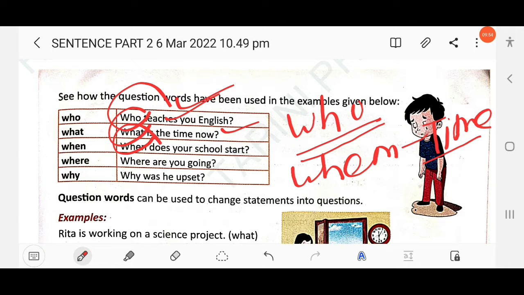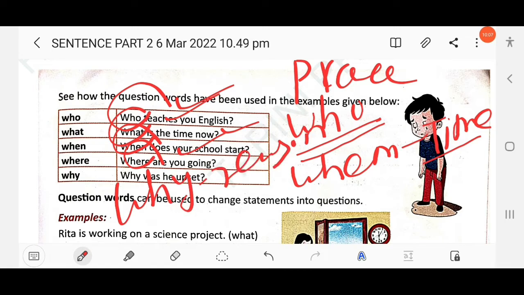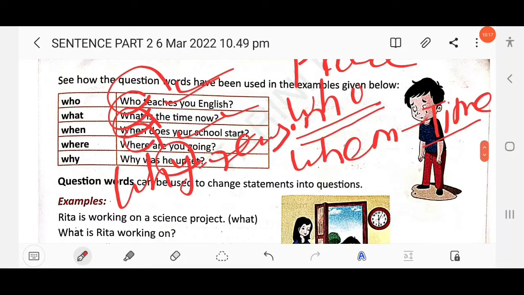Then next, where is used to know the place. So here, where are you going? Then why. Why is used to know the reason. Why were you absent yesterday? I was absent yesterday because I was ill. So, why was he upset? Here you have to remember, you should end the sentence with a question mark in the yes/no question as well as in WH questions.